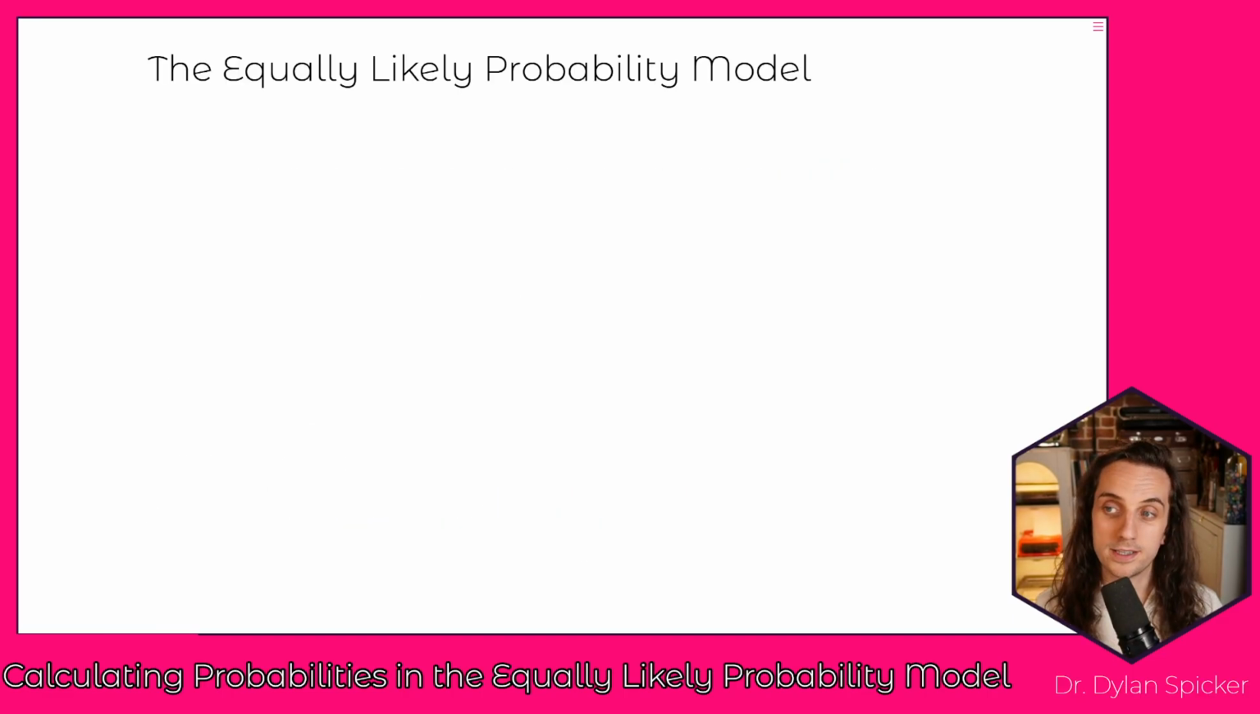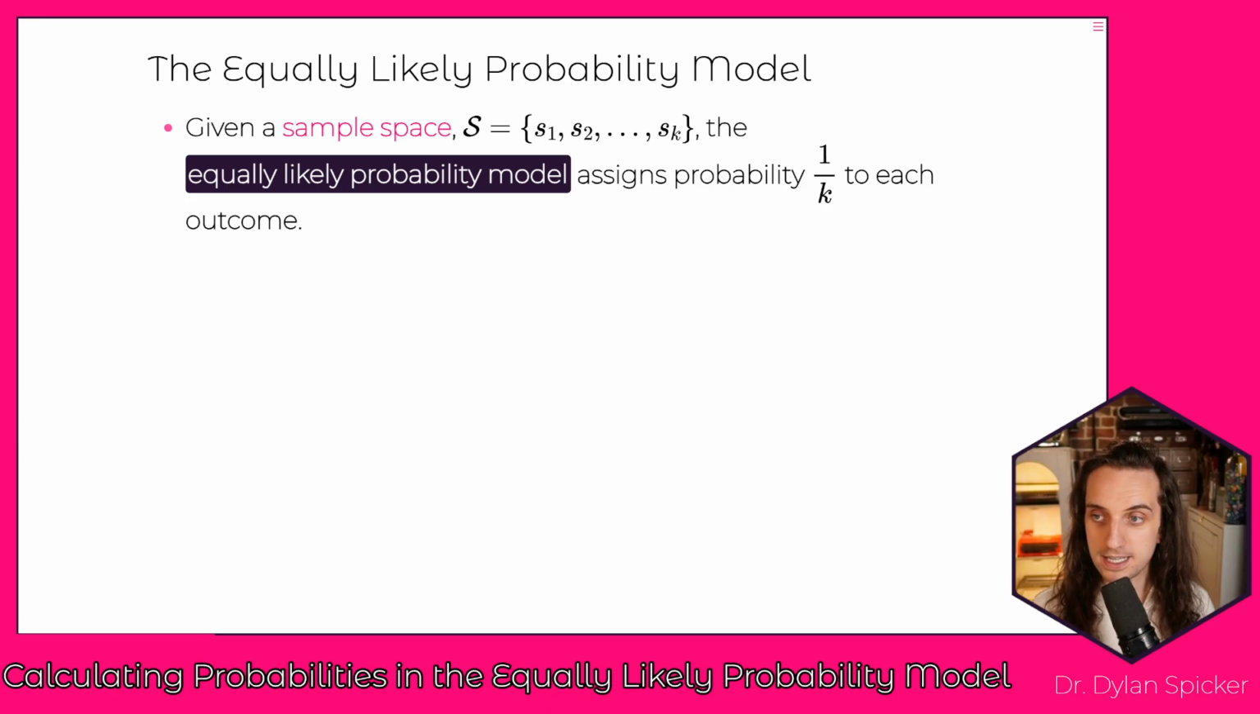So what is the equally likely probability model? Well, if we're given a sample space and our outcomes here are going to be listed as S1, S2 up to Sk, so there are k total outcomes from our statistical experiment, then the equally likely probability model is going to assign equal probability, and specifically that probability has to be 1 over k to each of the outcomes.